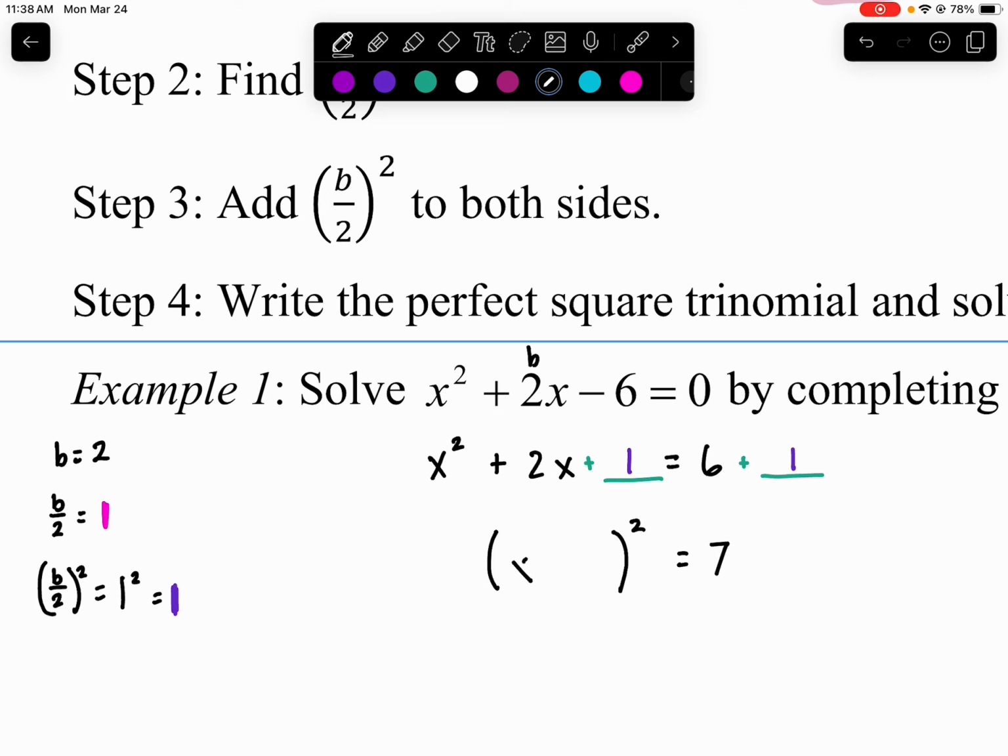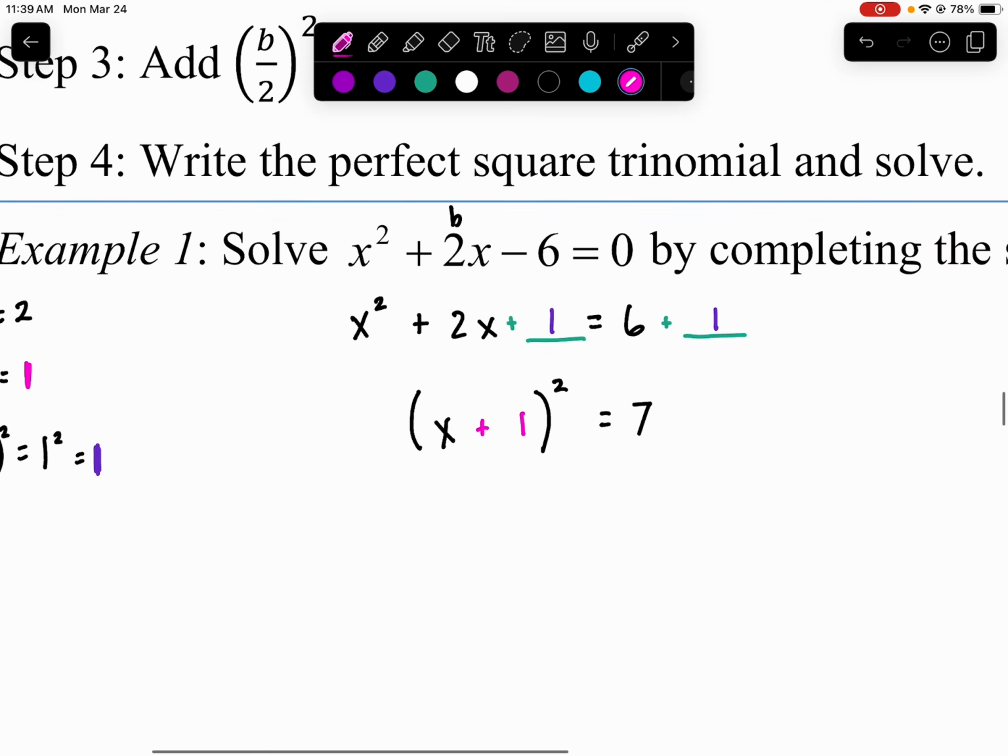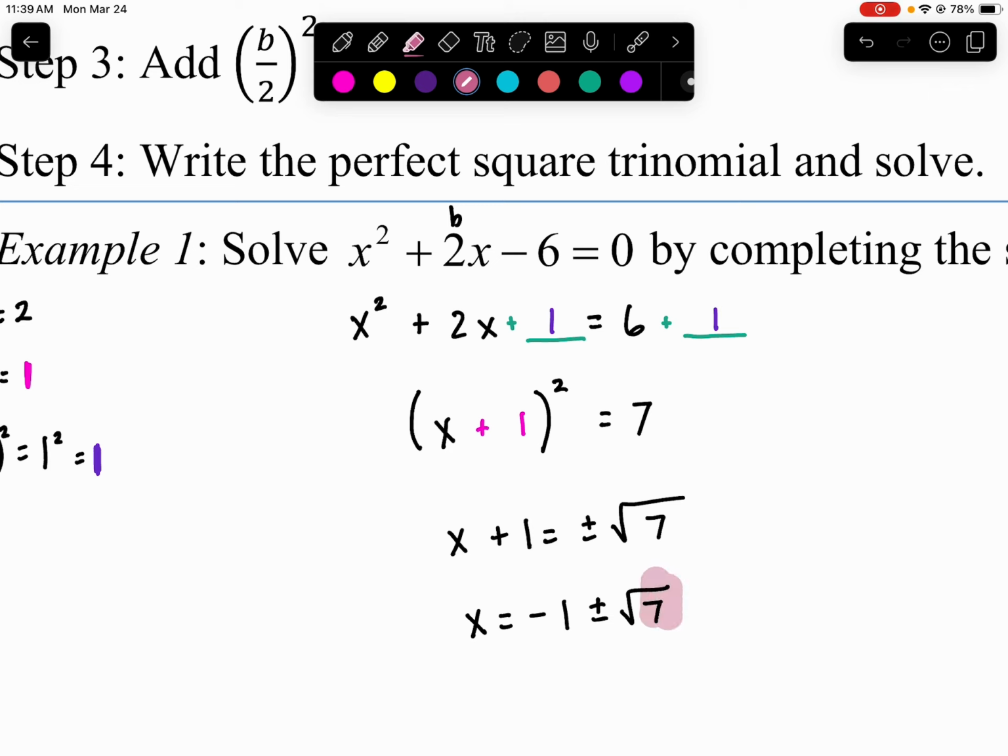So to get this value, we need to do x, and then the value that goes there is your b divided by 2 value. So since it is a positive 1, I'm going to write plus 1. And then from this point, we're just going to solve this equation by extracting the square roots like we did previously. So x plus 1 equals, don't forget, plus or minus the square root of 7. And then I'm going to subtract 1 from both sides, so we get x equals negative 1 plus or minus the square root of 7. And that's your two answers.